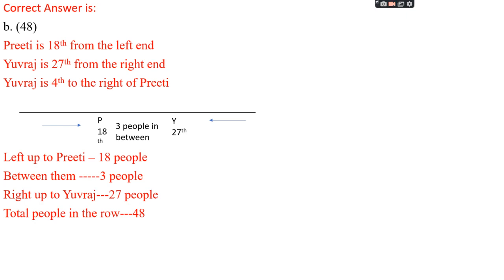Let's calculate the total number of people in the row. We find that 17 people are ahead of Preeti. 17, plus Preeti 1, so 18. And between these two there are three people, so plus 3. Yuvraj's position is 27, so plus 1. And after Yuvraj, how many people are there? There are 26 people. So the total number in the row is 48.